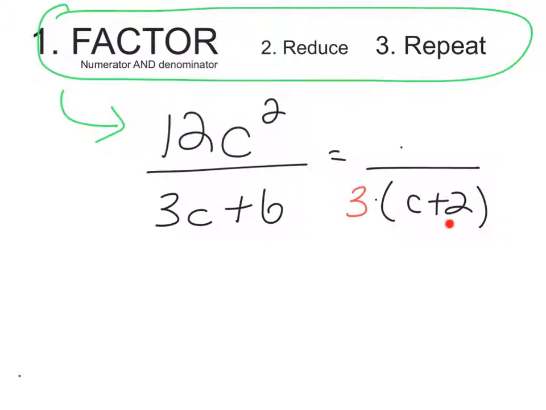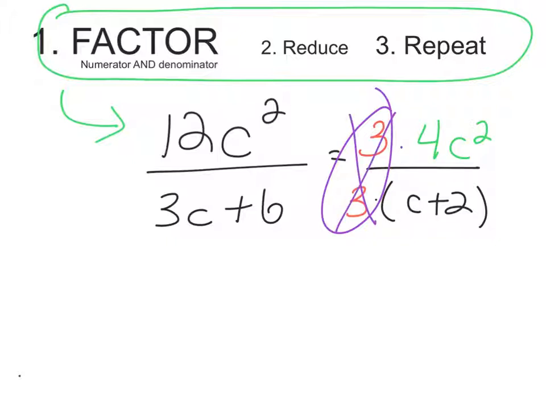Well, obviously c plus 2 isn't going to help me with rewriting this. So because I see a 3 on the bottom, I'm going to try to rewrite 12c squared using a factor of 3, which would of course be 3 times 4c squared. So as I can see here, the 3's are common factors because those 3's are only in multiplication problems. So we're going to cancel the 3's, which means we're left with 4c squared over c plus 2.